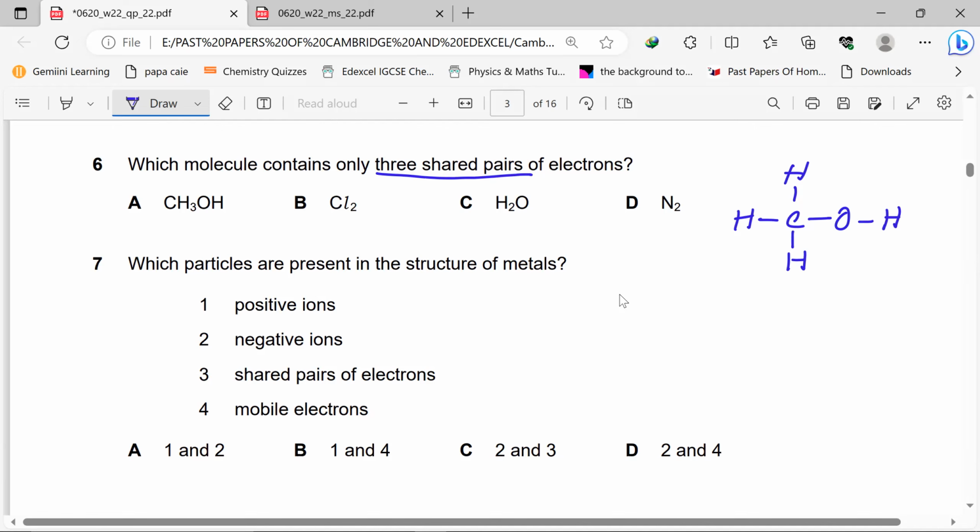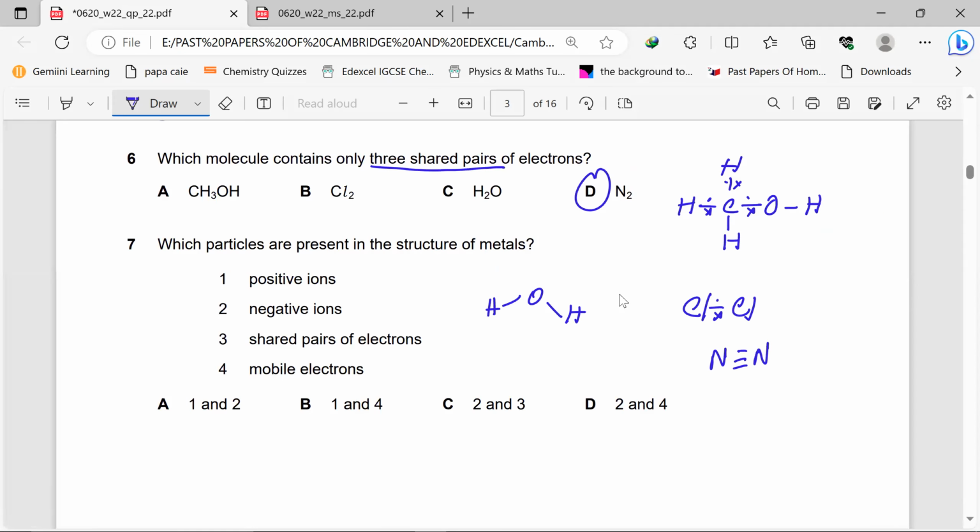Then Cl2, chlorine bonded with chlorine. One bond means 1 dot and cross, so it's only 1 shared pair of electrons. In water, O, H and H, we have 2 shared pairs of electrons. And in nitrogen, we know nitrogen is a triple bonded compound, nitrogen triple bond nitrogen. As I said, 1 bond means 1 dot and cross, so dot cross, dot cross, dot cross. We have 3 shared pairs of electrons. So D is the only correct answer for question number 6.